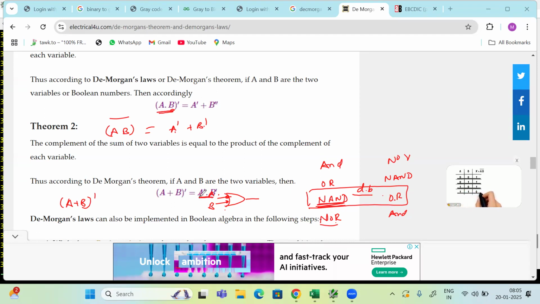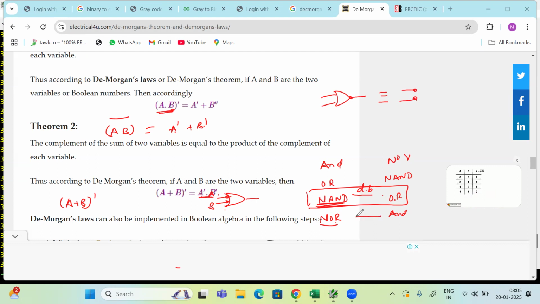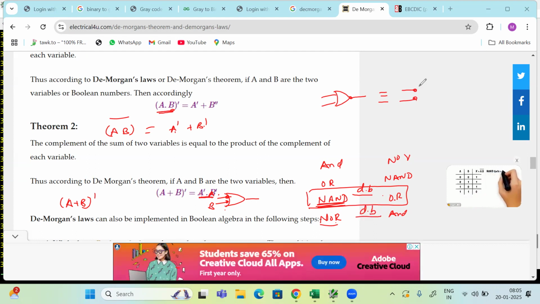So I have a schedule like this. NOR is equivalent to what? Double bubble, AND gate, correct? What is this? A bar, B bar. How will you write it? A plus B whole bar equal to A bar B bar. That's it. These two things are your De Morgan's law.